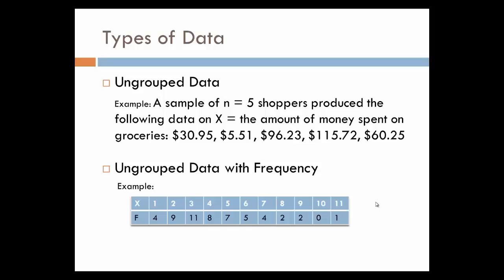Now look at ungrouped data that has frequency. You can see we know that we have four students who made 1 on a particular test. We have 9 students who made 2, and we have 11 students who made 3. We have 8 students who made 4. We have 7 students who made 5, and so on and so forth, and 1 person made 11.